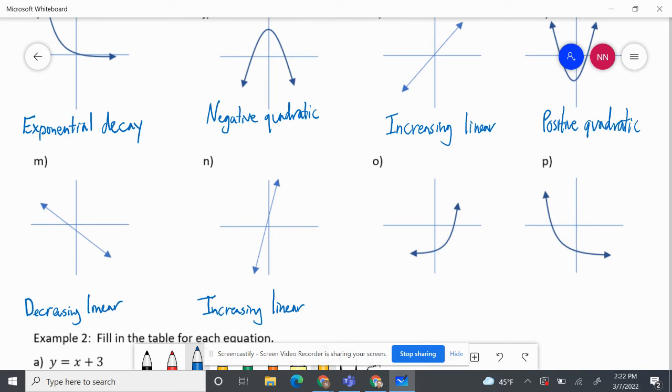We see a curve, so that would be exponential. It's going up, so that would be exponential growth. And then this one we see a curve, and it's going down, so that would be exponential decay.